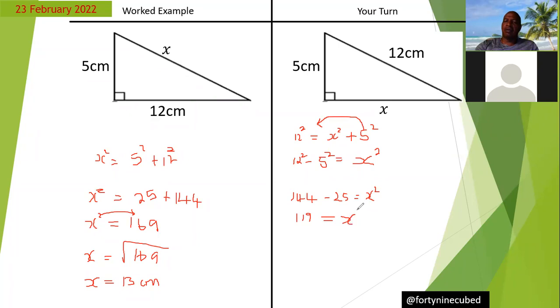All right. Now, you could always flip around the equation. So you could put the x squared on the left-hand side, and then you put the 119 on the right-hand side. Then you just bring this across and change it to a square root. And so the right-hand side is going to be the square root of 119. And if you use your calculator, what value do you get for that? Anybody? Rounded to a whole number, it would be 11 centimeters.